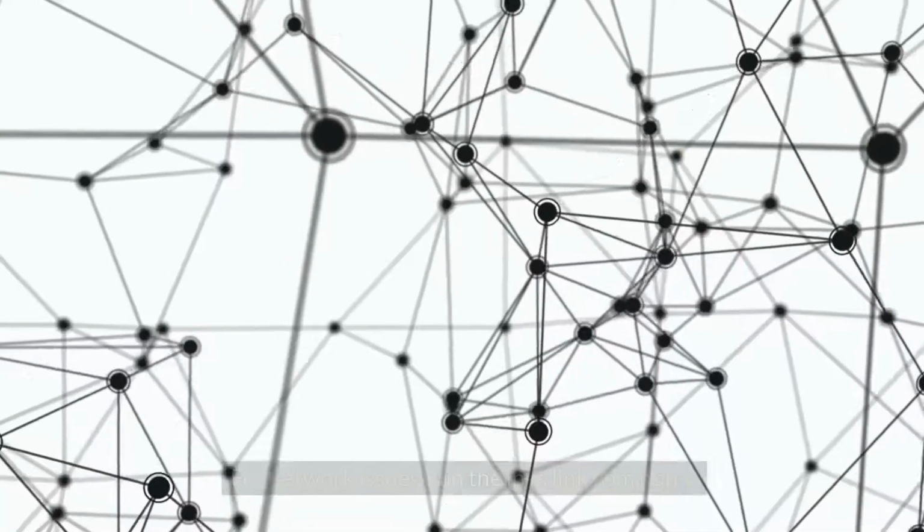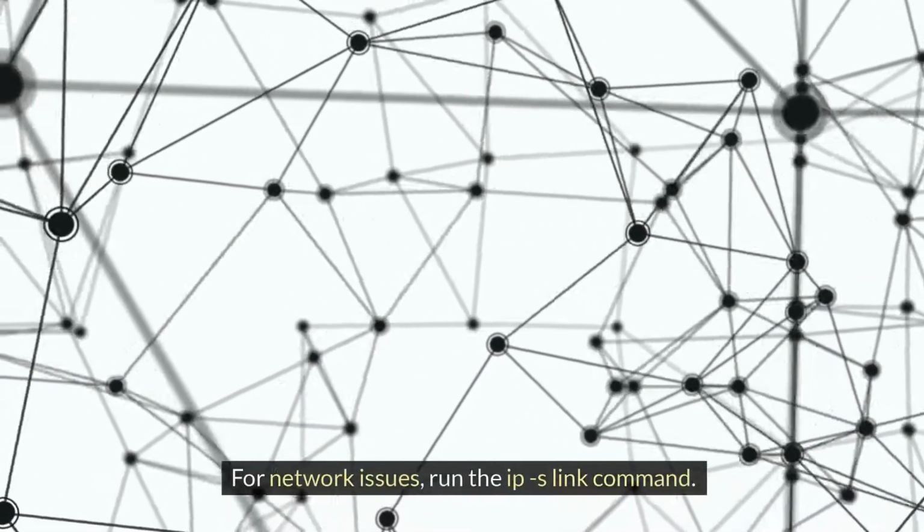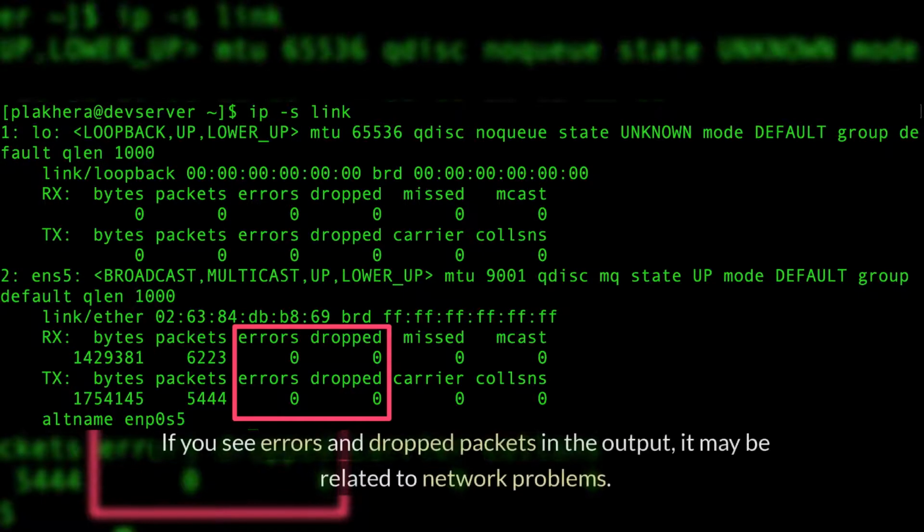For network issues, run the ip -s link command. If you see errors and dropped packets in the output, it may be related to network problems.